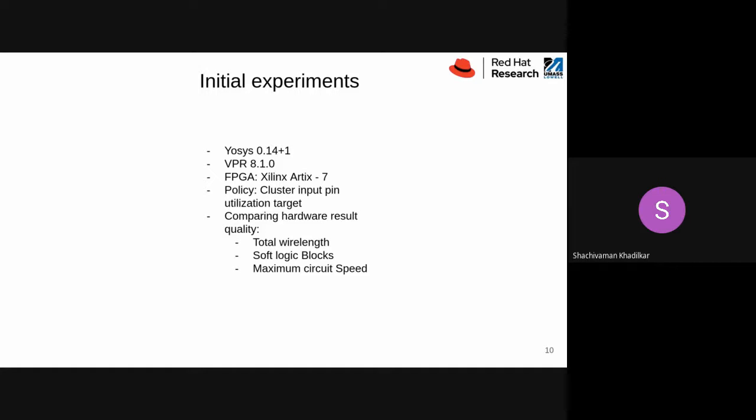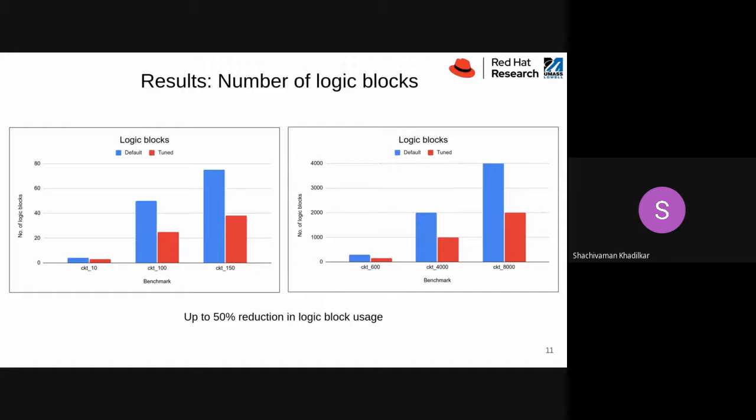VPR's default for input cluster pin utilization for logic blocks is 80% of the total availability. We tune this parameter according to the inputs and present a comparison of VPR's defaults and our tuning. We have tuned the parameter for tighter packing. So the inputs in these experiments are the synthetic benchmarks, and the number associated with each circuit is the number of lookup tables and flip-flops.